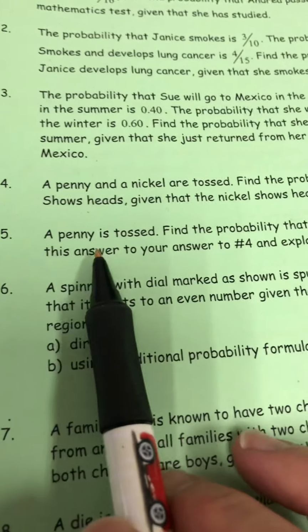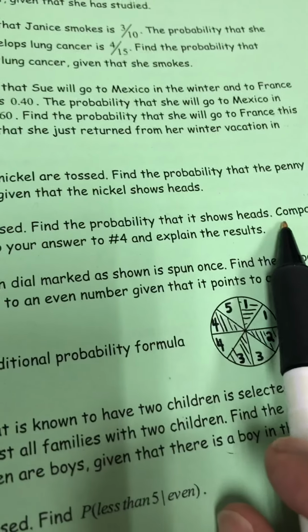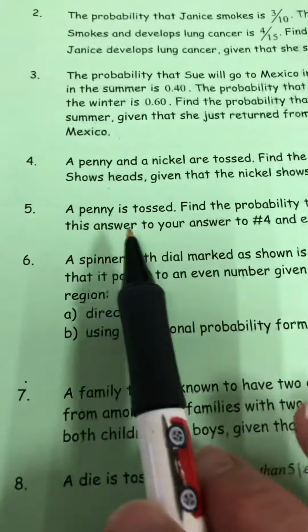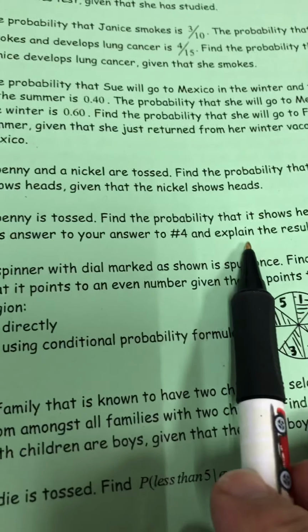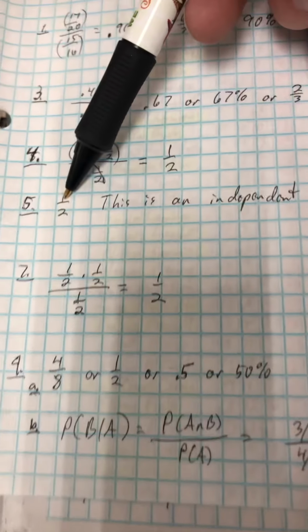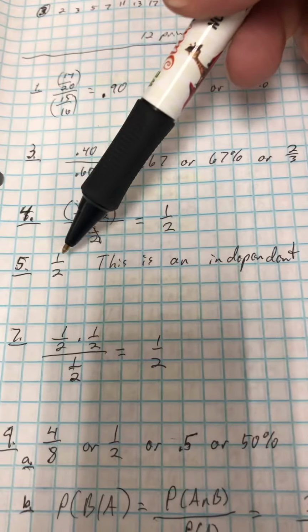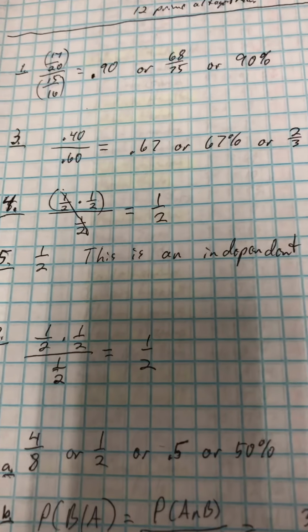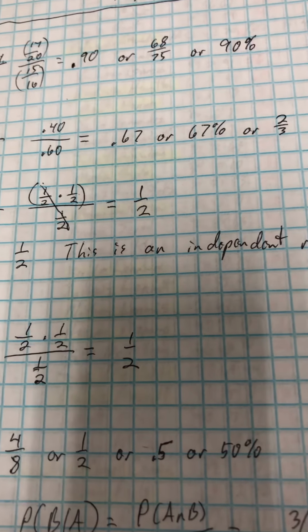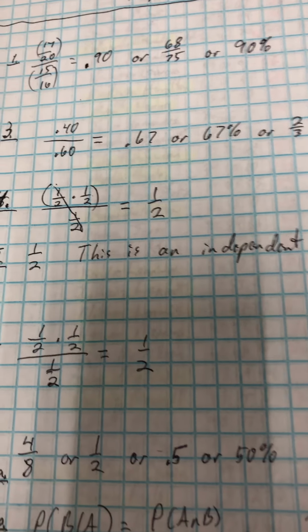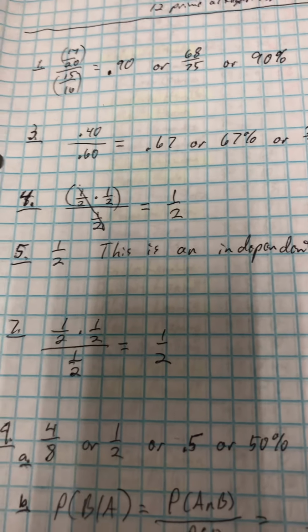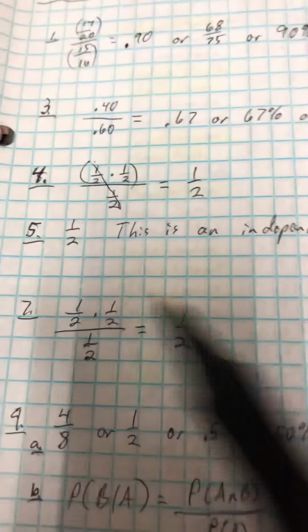And so for number five, a penny is tossed. Find the probability that it shows heads. Compare this answer to your answer to number four and explain the results. Well, it would be a half also, but it's a little bit different because this is an independent result. It's independent of anything else happening because it's just the penny being tossed and getting heads out of heads and tails. So that would be 1/2.